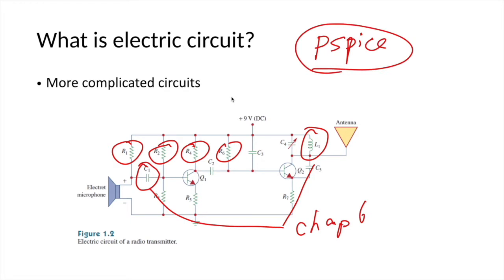And by the way, what is the goal of circuit analysis? It is to obtain or calculate the voltage and current on each node, on each component, on each element. We will discuss the node and the loop in chapter 3.